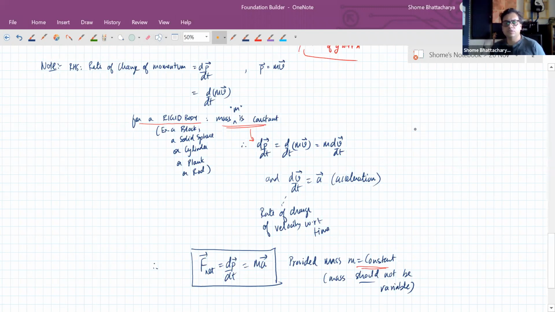So just make a note of this part now. This is very important. Okay. So from here you can see that this becomes mass into acceleration. So rate of change of momentum can be equated with mass into acceleration provided the condition that mass is constant is held true.